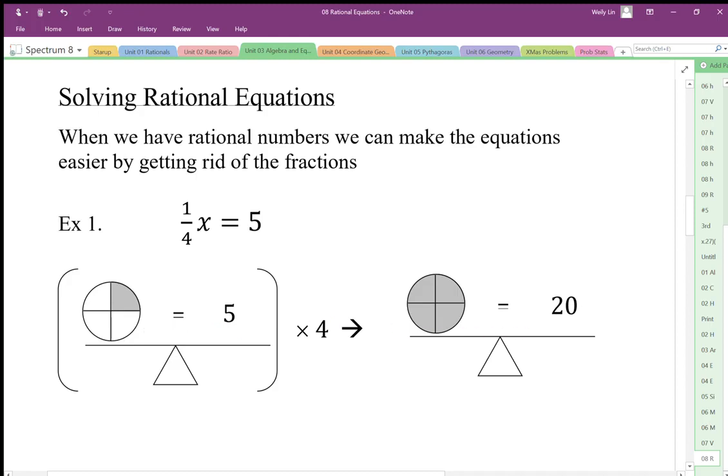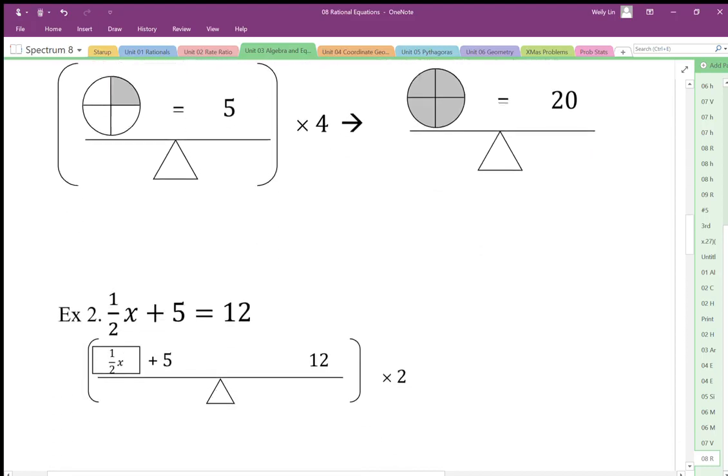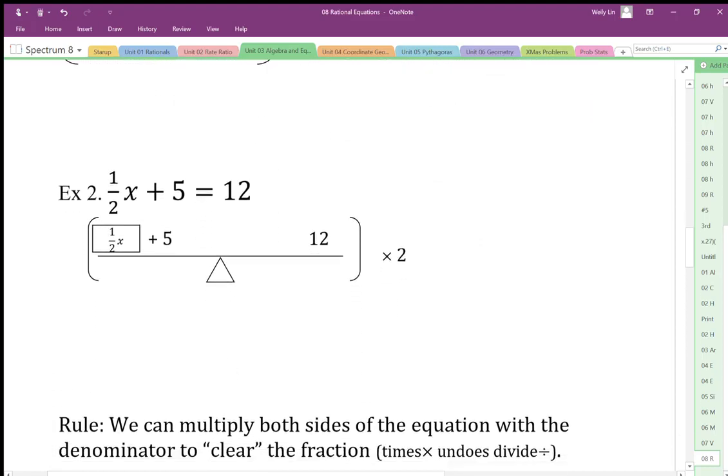In this case, we end up being able to solve for x and say that 1 whole x is going to balance 20. If a quarter of x balances 5, that means 5, 10, 15, 20. One circle is going to be equal to 20. So this is what we can do. Now we can balance and do the -5, -5 and all that.